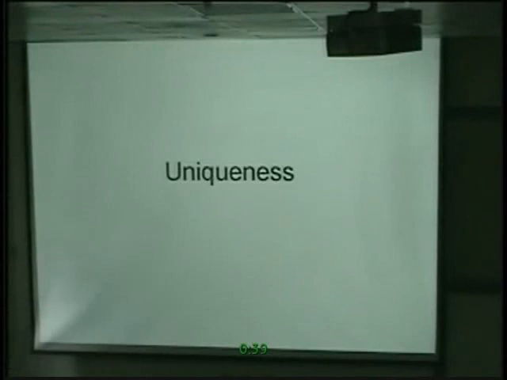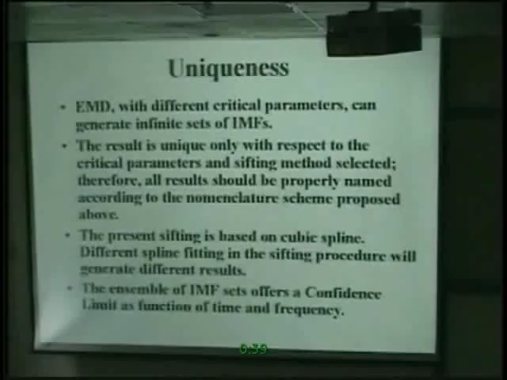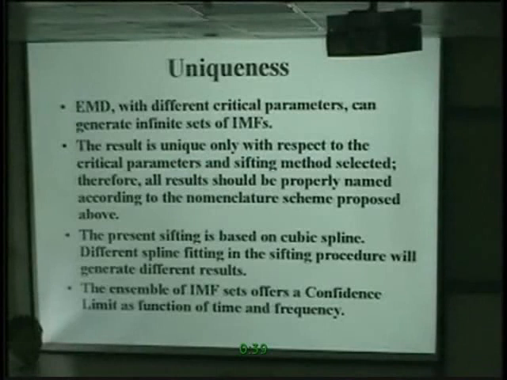Now, the third one is uniqueness. EMD with different critical parameters can generate a finite set of IMFs. The result is unique only with respect to the parameters you choose. EMD can actually generate infinitely many different results. If you change the criteria, you generate a different one. You change another criterion, you generate another one. So when it's unique, it is unique to the criteria you choose.